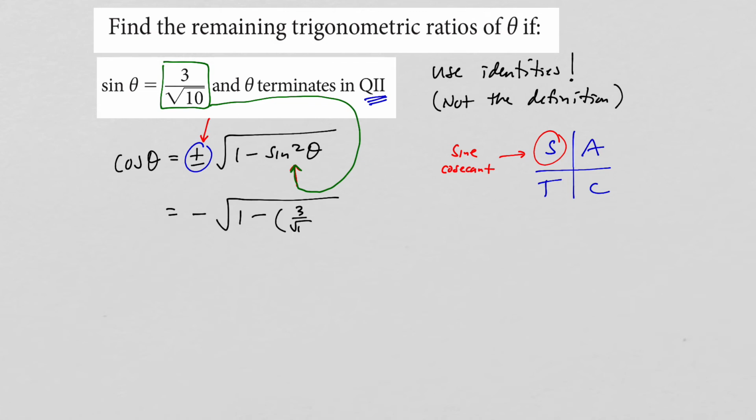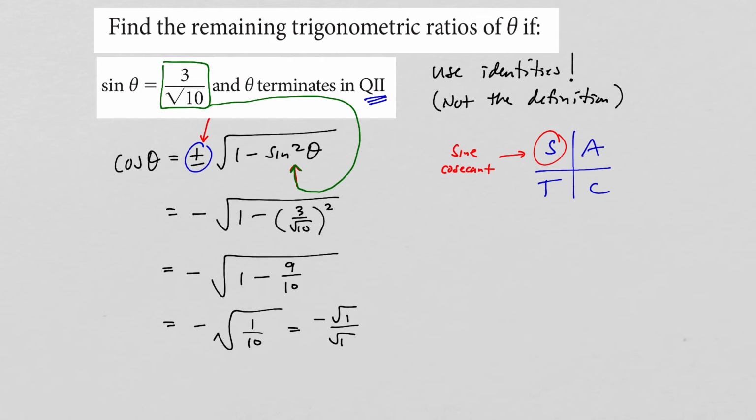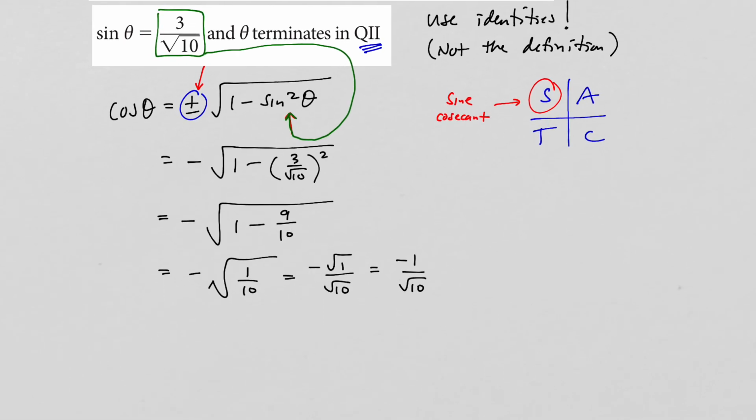That's going to be 3 over radical 10 quantity squared. And now we just need to complete the computation here. That's going to be 1 minus, and when you square 3, you get 9. And when you square radical 10, you get 10. 1 take away 9/10 is 1/10. And this is the square root of 1 over the square root of 10 with a negative sign. And the square root of 1 is 1, so we end up getting negative 1 over the square root of 10. Now that's the key, that's the hard part.